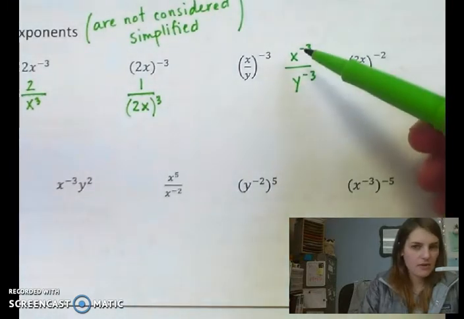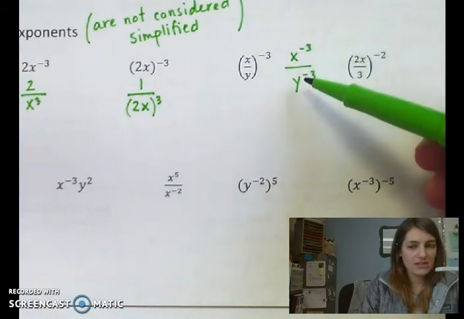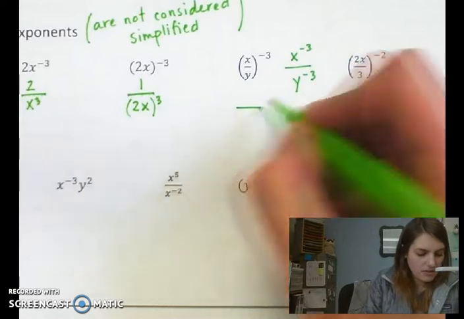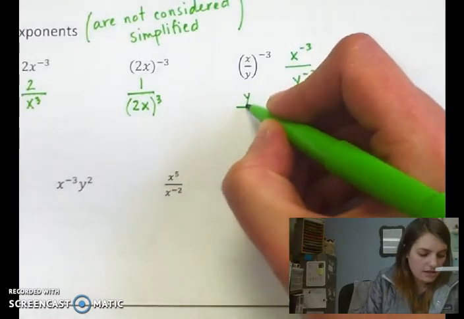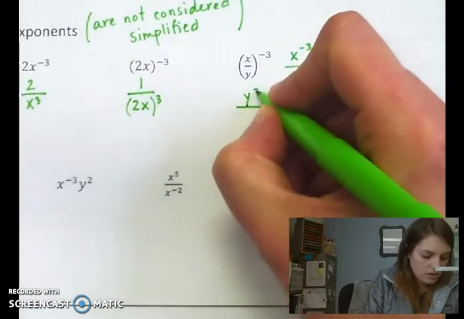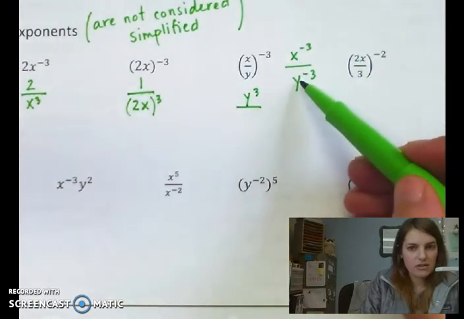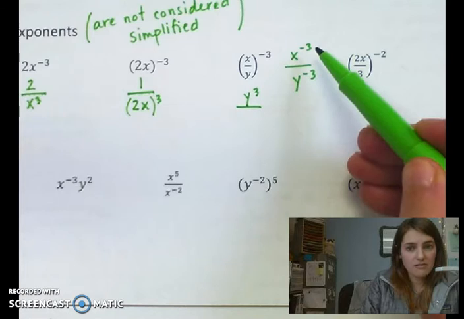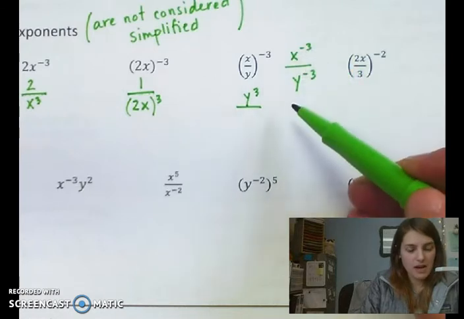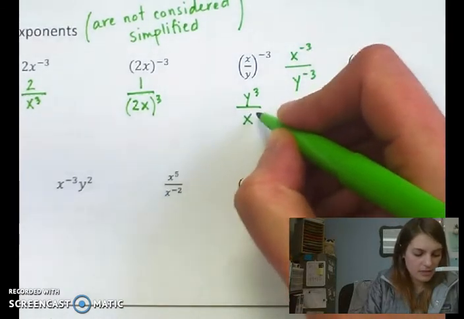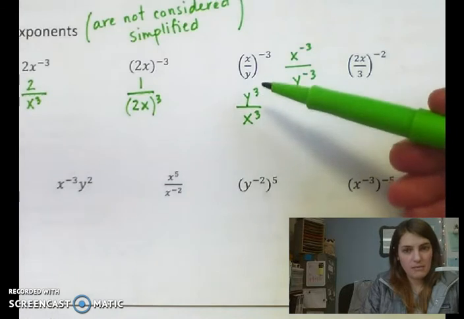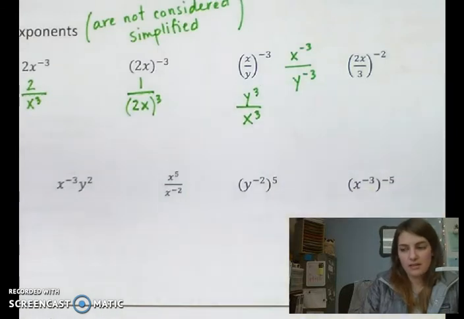But now they're both negative, which means they both want to move to the opposite side. So we're going to end up with y to the third, because the y to the negative third says that this needs to be moved to the top to fix the negative, and this needs to be moved to the bottom. And then it will become x to the positive 3. That's all that you can do, because you can't combine powers of y and powers of x.